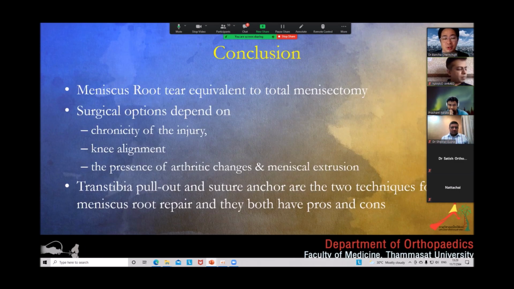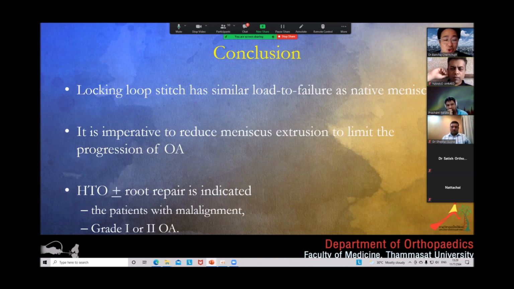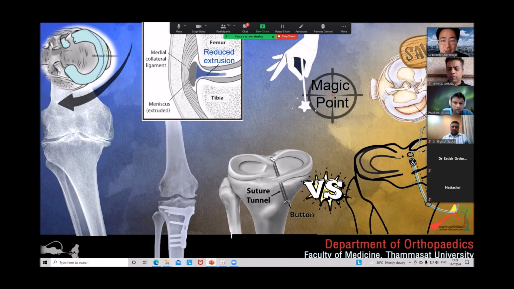Root tear is important. Try to fix it as soon as possible, because a root tear is the same as a total meniscectomy. The surgical option depends on the chronicity of the injury, knee alignment, and the presence of arthritic change or not. I prefer the suture anchor for the root repair, and I prefer to reduce extrusion. If the axis deviation is too much, we need to do additional surgery like HTO. Okay, thank you.